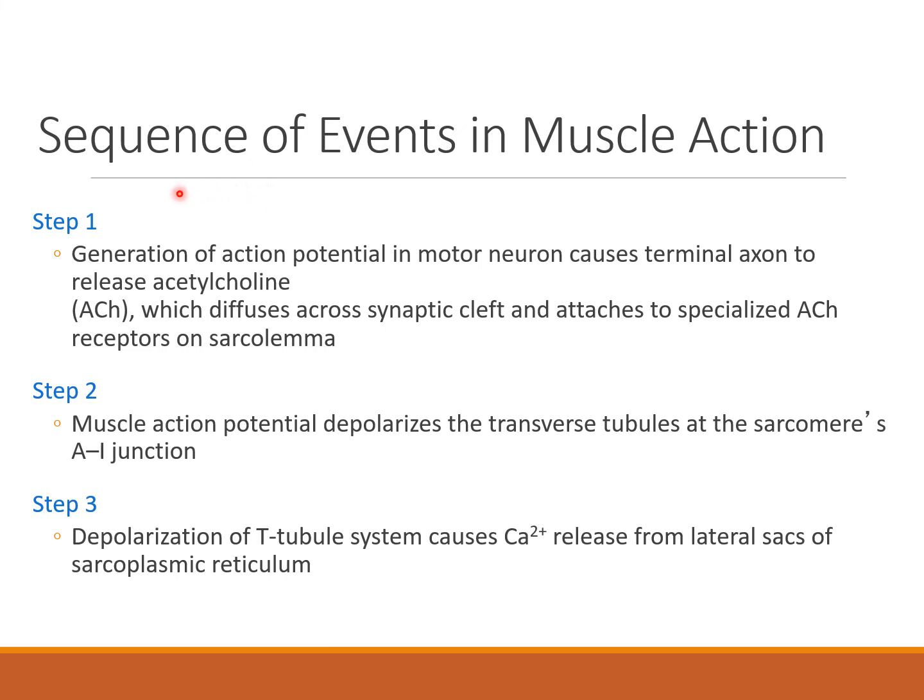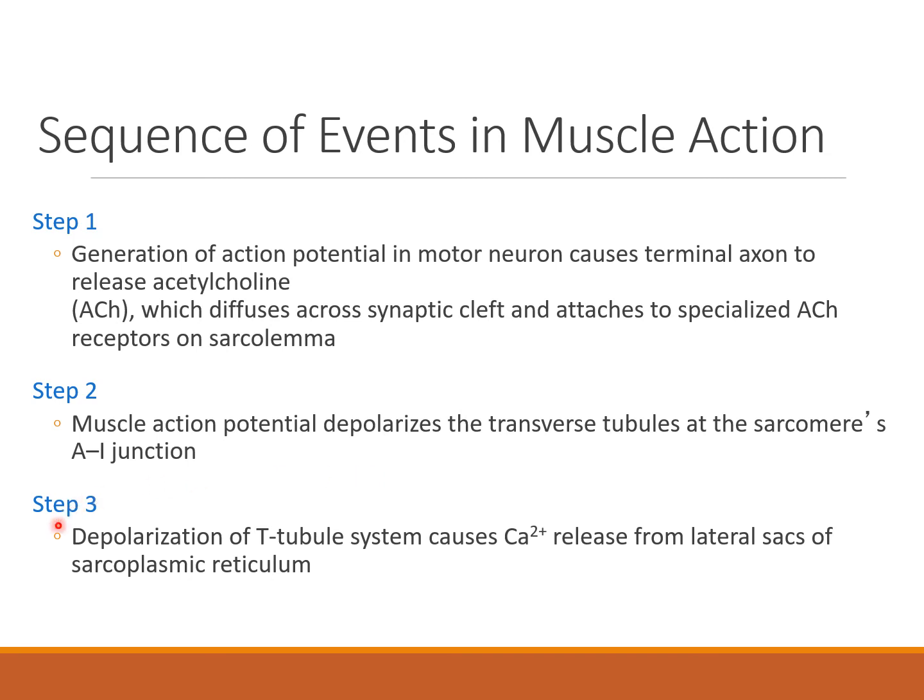So step one, we have an action potential in a motor neuron that causes the terminal axon to release acetylcholine, which diffuses across the synaptic cleft and attaches to a specialized acetylcholine receptor on the sarcolemma. Step two, the muscle action potential depolarizes the transverse tubules at the sarcomere's A-I junction. So these are the T-tubules, right? We talked about the T-tubules getting excited.